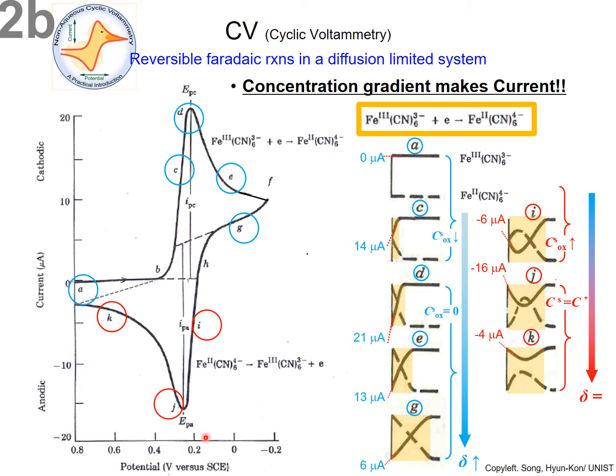Here is a big cyclic voltammogram, and the y-axis is the current in microampere and the x-axis is the potential from plus 0.8 to minus 0.2. So following the clockwise direction, I have swept the potential from the positive value to the negative value and then reversed the potential shift from the negative value into the positive value. I'll check the concentration gradient for several points like A, C, D, E, G for the cathodic process, and then I, J, K for the anodic process.